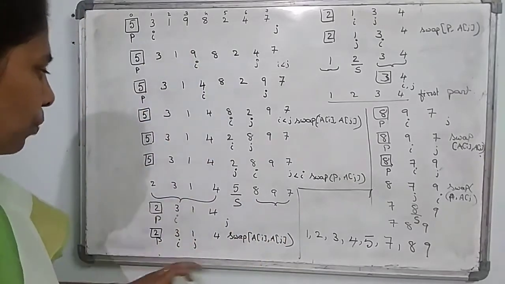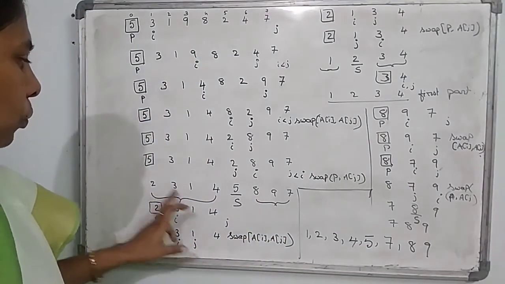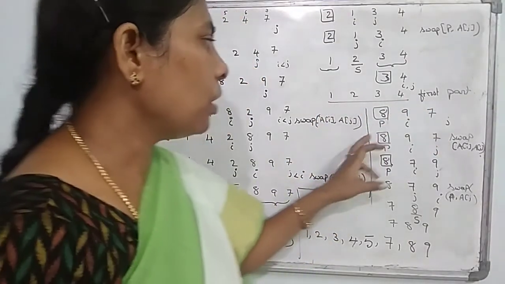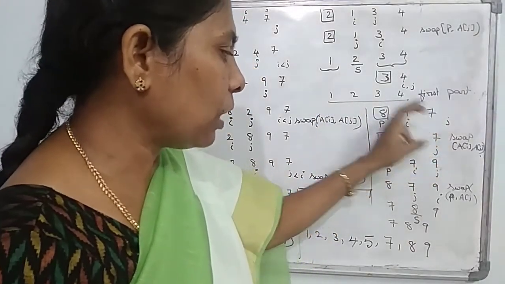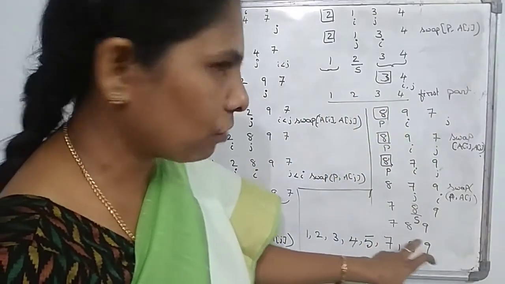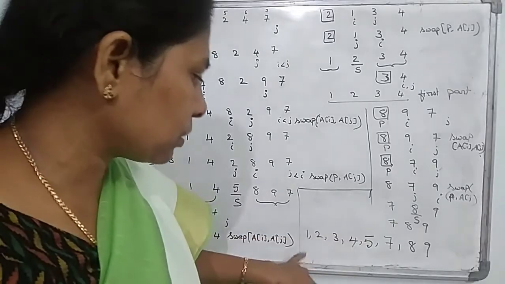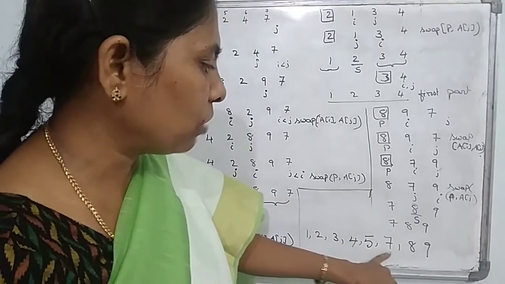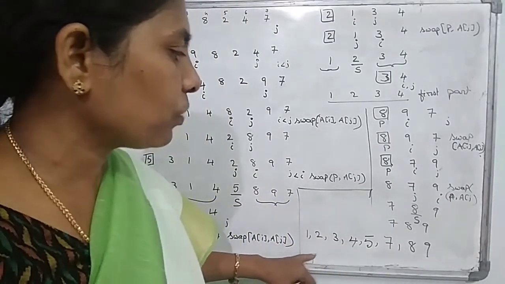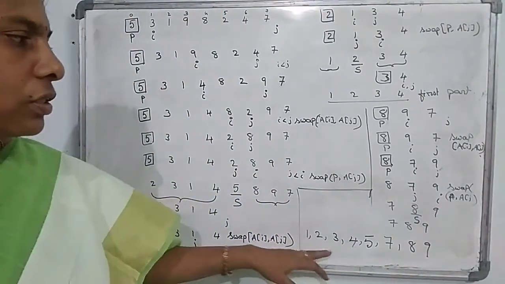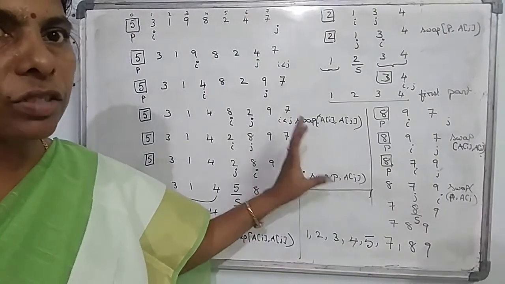Again you can do the same process for the subarray of 2, 3, 1, 4. If you are applying that one, you are having the 1, 2, 3, 4. And 8, 9, 7 is the another subarray and you can apply the same process. You are having the 7, 8, 9. After that you are combining the two subarrays. So 1, 2, 3, 4, 5, 7, 8, 9. So this is the process of the array. So this is the sorted order element. This is the quicksort example.